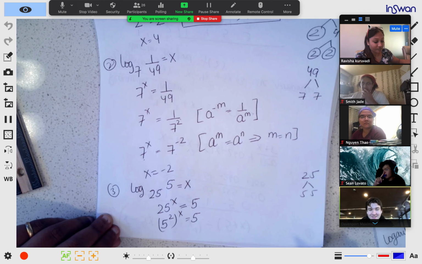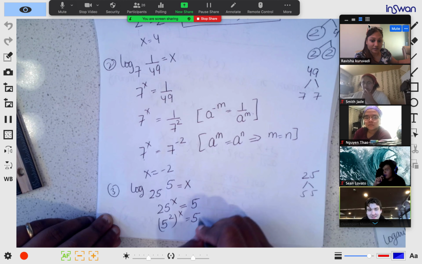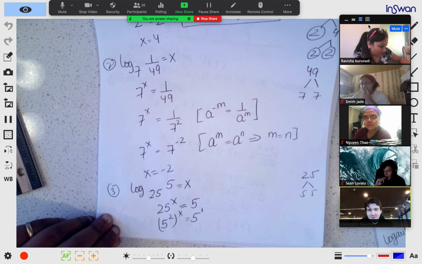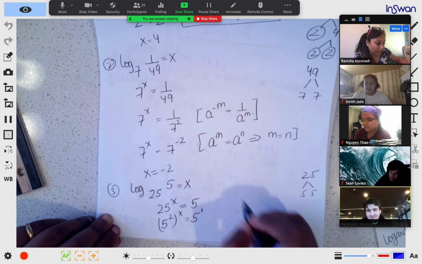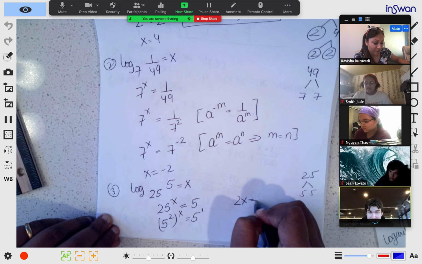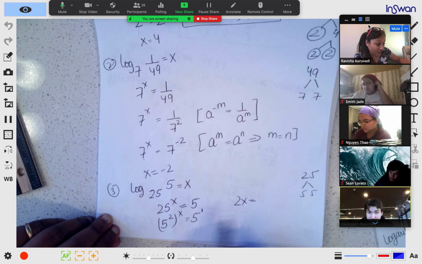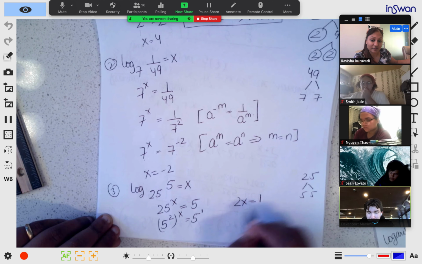So then would it be, this is x negative 2? 2x is equal to what? Same base, just 1. Here it is 1.